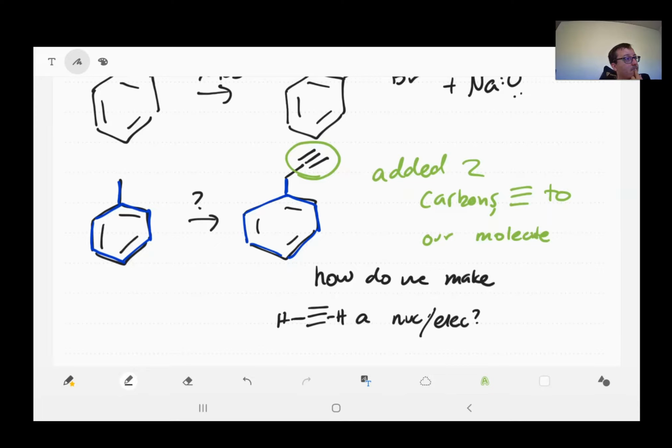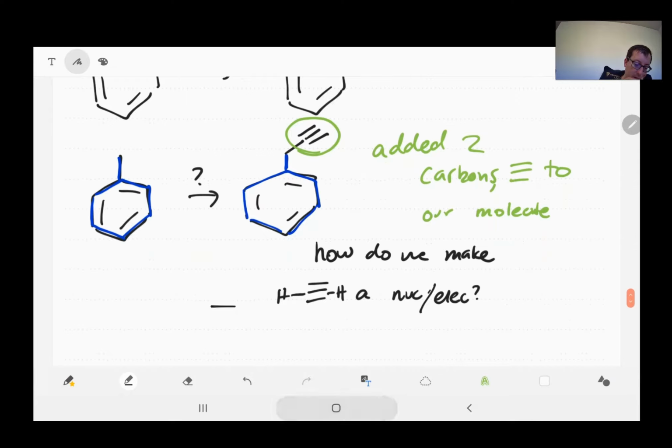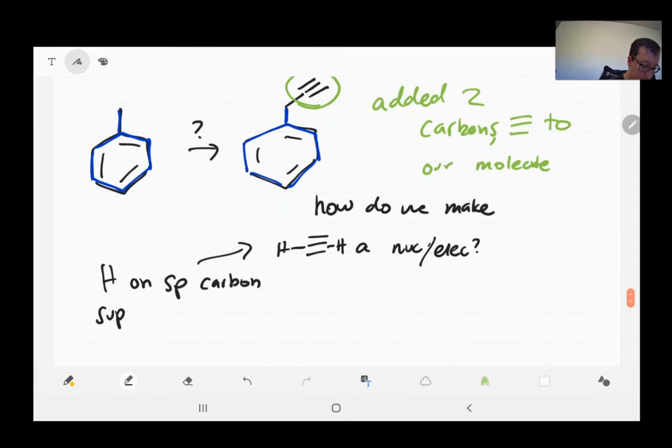Gonna say like cleavage, but cleavage will ruin our alkyne. So if you try to do ozonolysis or something, it's not gonna work. Do you remember way back when, like chapter 2 or 3, we talked about the acidity of those hydrogens? Remember that those hydrogens on an sp carbon, they're super acidic. Well, relatively.